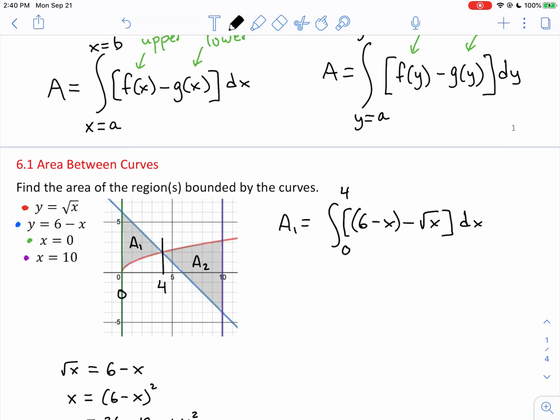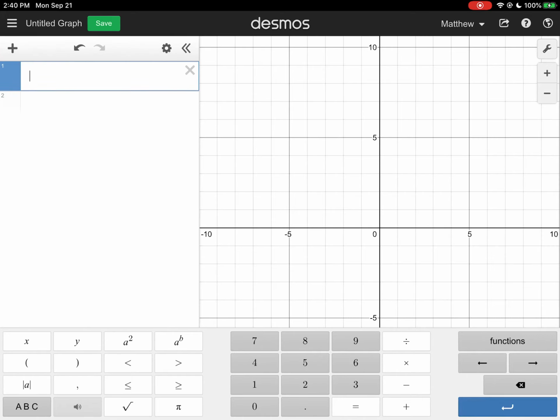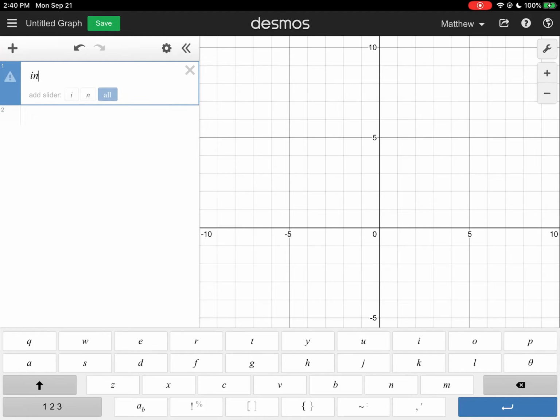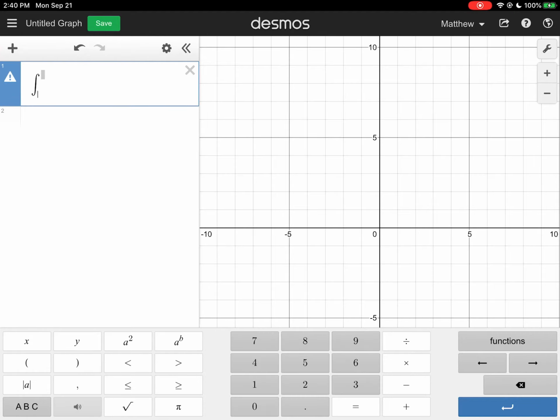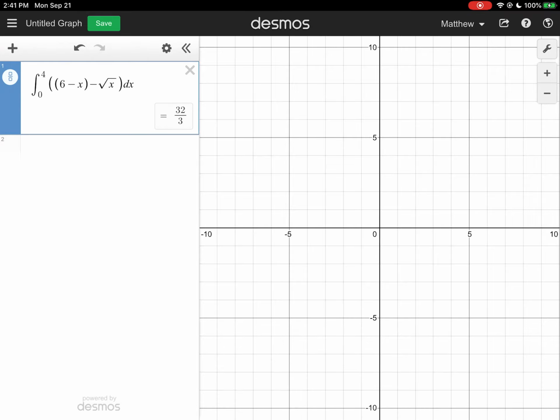I'm going to use Desmos to do a lot of my integration in today's lecture. You can go to Functions and go to Miscellaneous and touch that integral sign, or you can, if you've got a keyboard, just type in int, it makes an integral. Anyway, we're going from 0 to 4. And for Desmos, you should put the integrand in parentheses. And inside that integrand, we had a 6 minus x, minus, and then we had a square root of x is the second function. And then the differential, type it in dx outside the parentheses. And if you want to see this as a fraction, hit the fraction symbol over here on the left of the input bar, and you get 32 thirds.